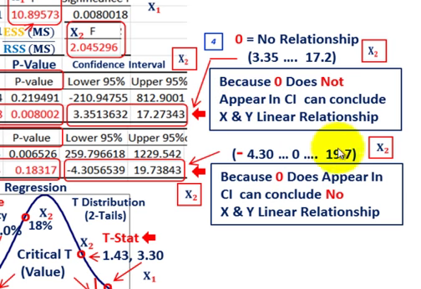Now, if we go down to the x2 variable, you can see we've got a minus 4.3, and we go as high as 19.7. But see, 0 does land between the negative value and 19.7. Because 0 does appear in our confidence interval, we can conclude that there's no x y linear relationship. Okay, so this is just another means of quickly seeing if you've got a relationship.